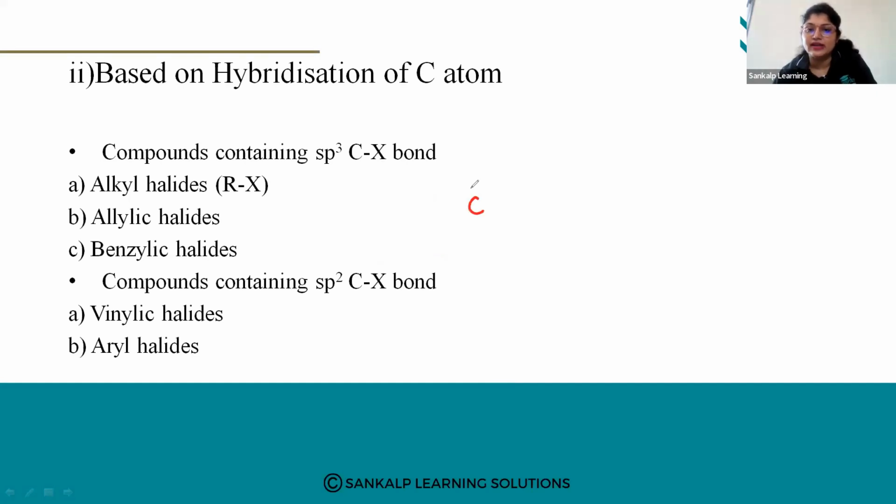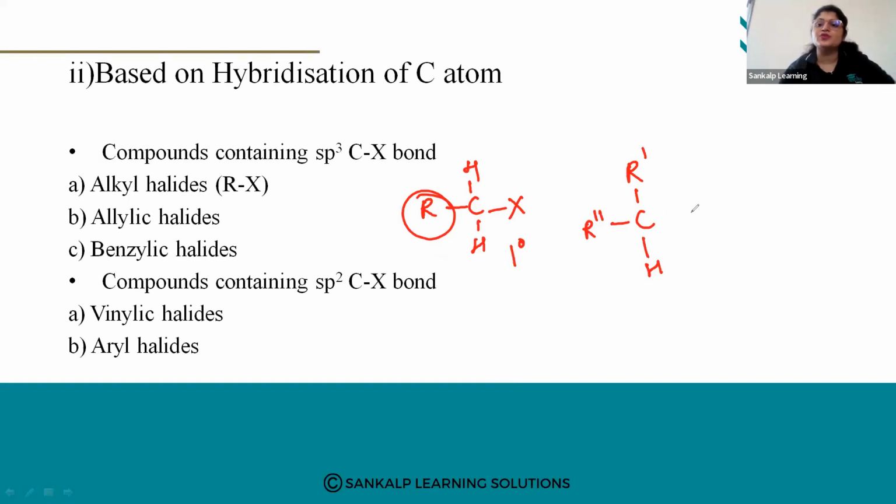If the carbon is attached to only one alkyl group, then it is called primary. You can see there is only one alkyl group attached. Now here, if the carbon is containing 2 alkyl groups, right? Carbon is containing how many alkyl groups? 2 alkyl groups. Then it is said to be a secondary alkyl halide.